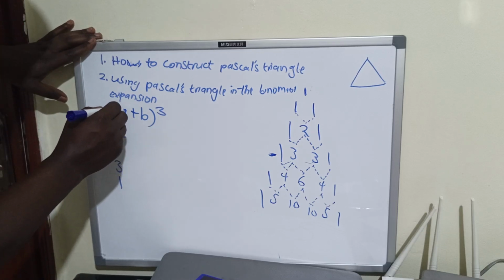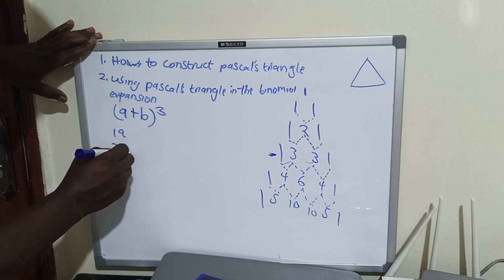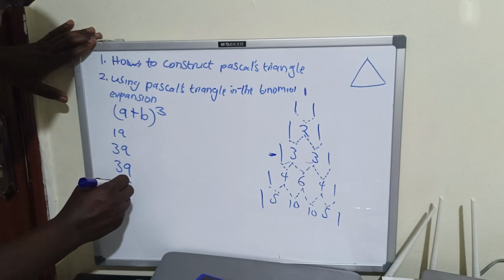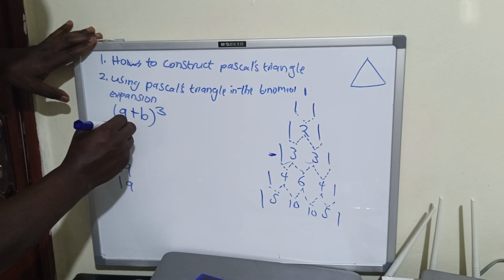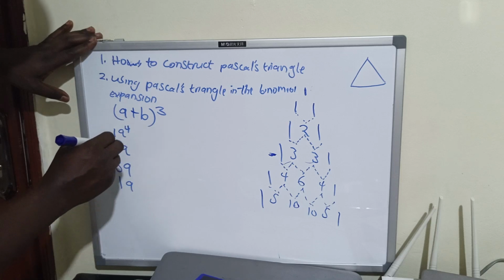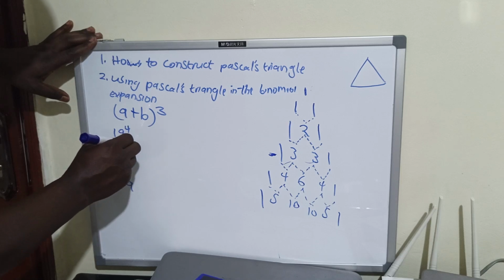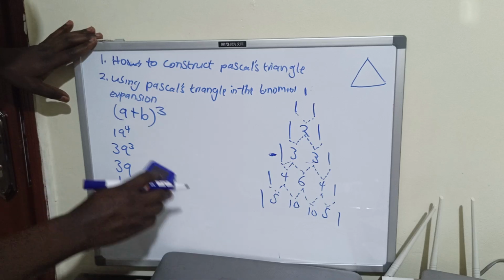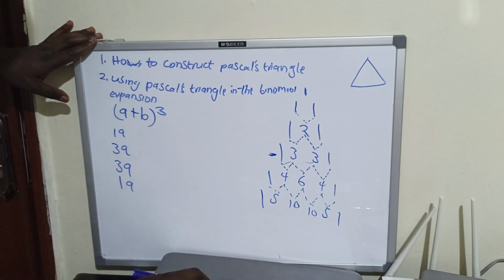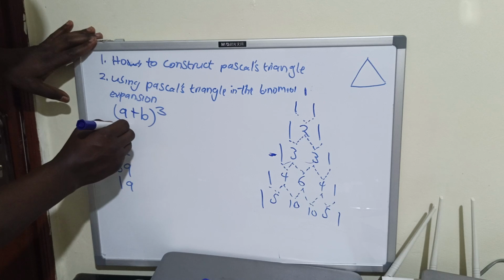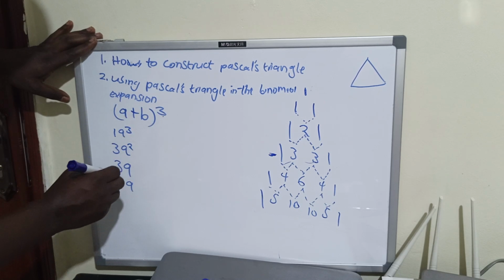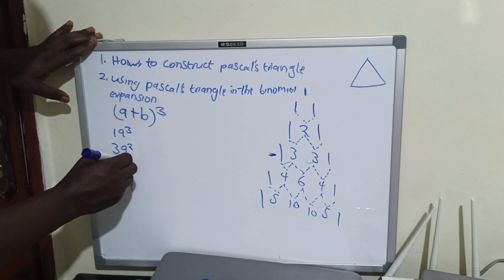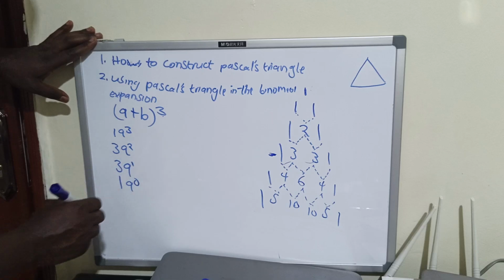Then we say a, the first term a. So now here's where we apply the power. We start with a raised to power 3 because it is raised to power 3 here. Then a raised to power 2, a raised to power 1, a raised to power 0.